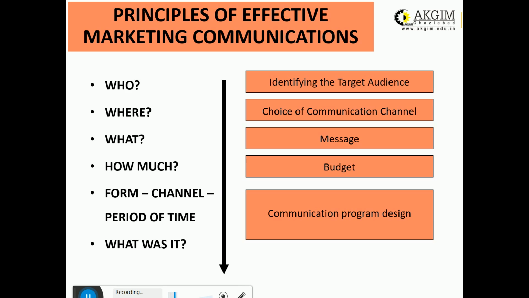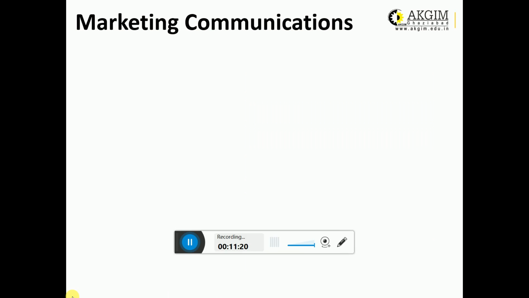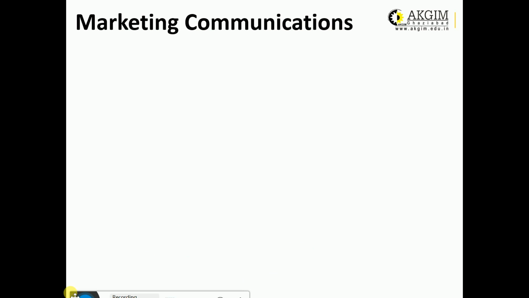For what period, I mean the length of the period, like for 1 month or 2 months, this is a campaign you want to run for. And then monitoring and evaluation. So your entire process goes like identifying the target customer, then choice of a communication channel, designing a message, determining a budget, designing the entire communication program and implementing it, and after that monitoring and evaluating the entire program. So this is how marketing communication goes.